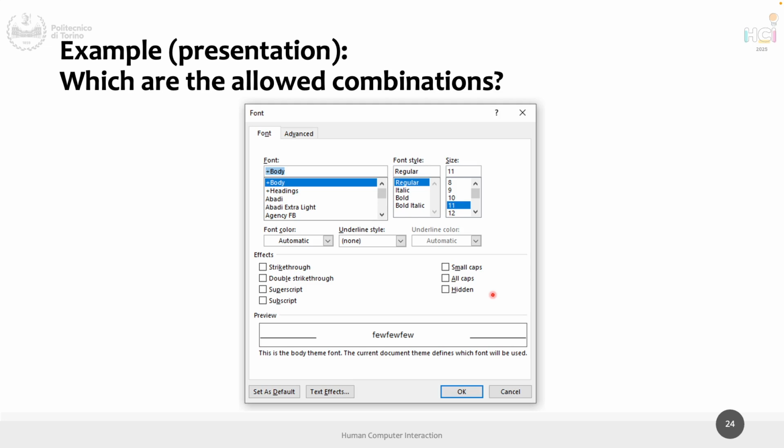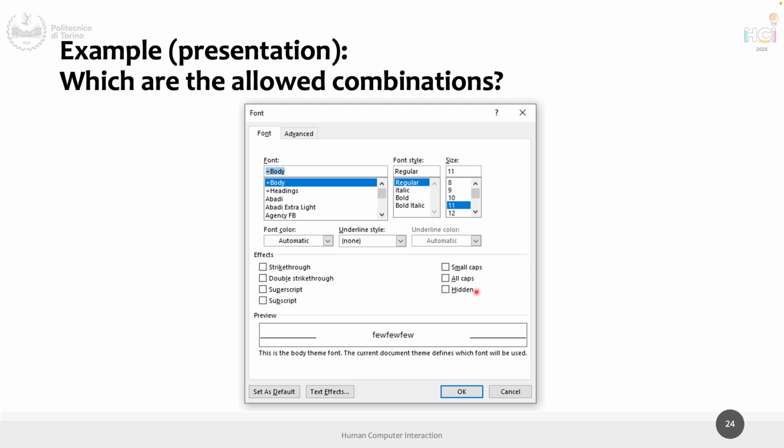The language, of course, works properly. It will not allow you to select strike through and double strike through. These are mutually exclusive. So it's not a problem of features, it's not a problem of how it works, it's a problem of how it's presented, the user interface language. These are mutually exclusive, the first two. The third and the fourth are mutually exclusive, and small caps and all caps are mutually exclusive, and then can be applied together with the others.